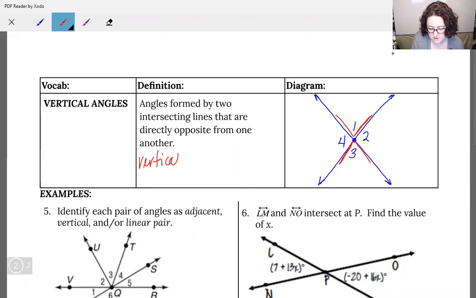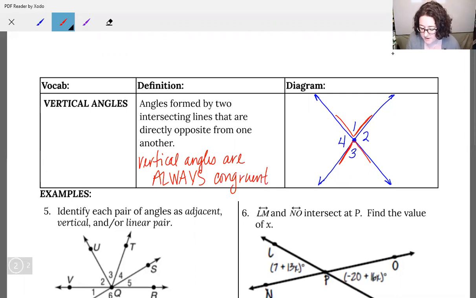vertical angles are always congruent. So I'm going to mark angle 1 and 3 directly opposite from each other. Again, I could fold them over each other and they'd overlap perfectly.